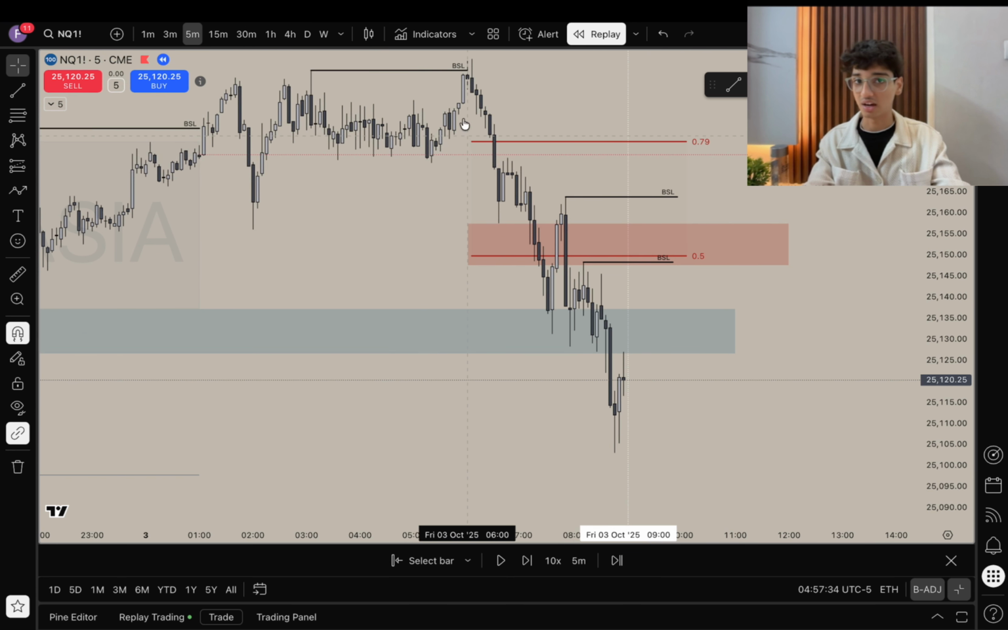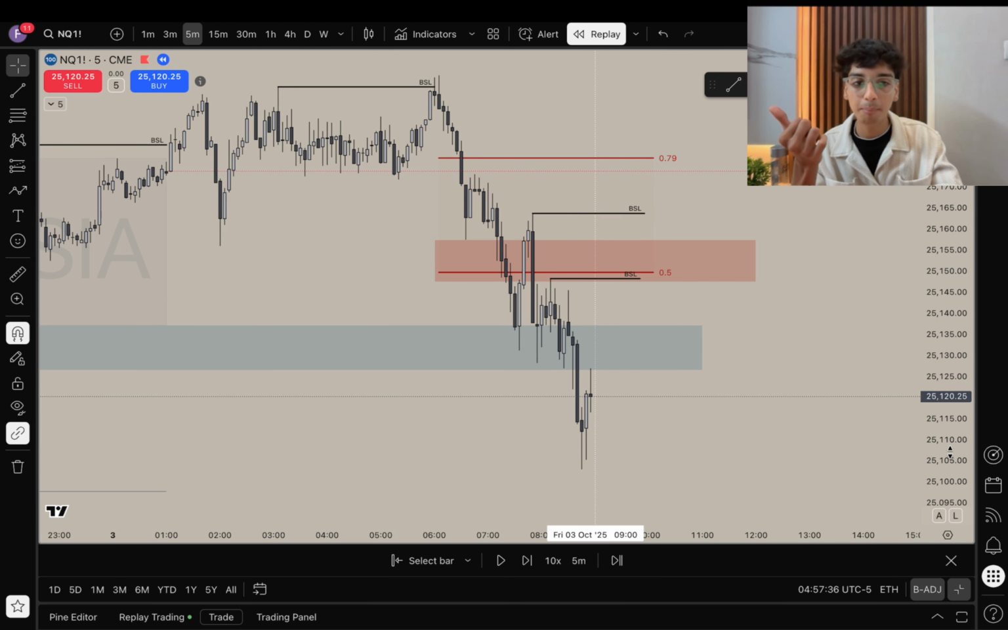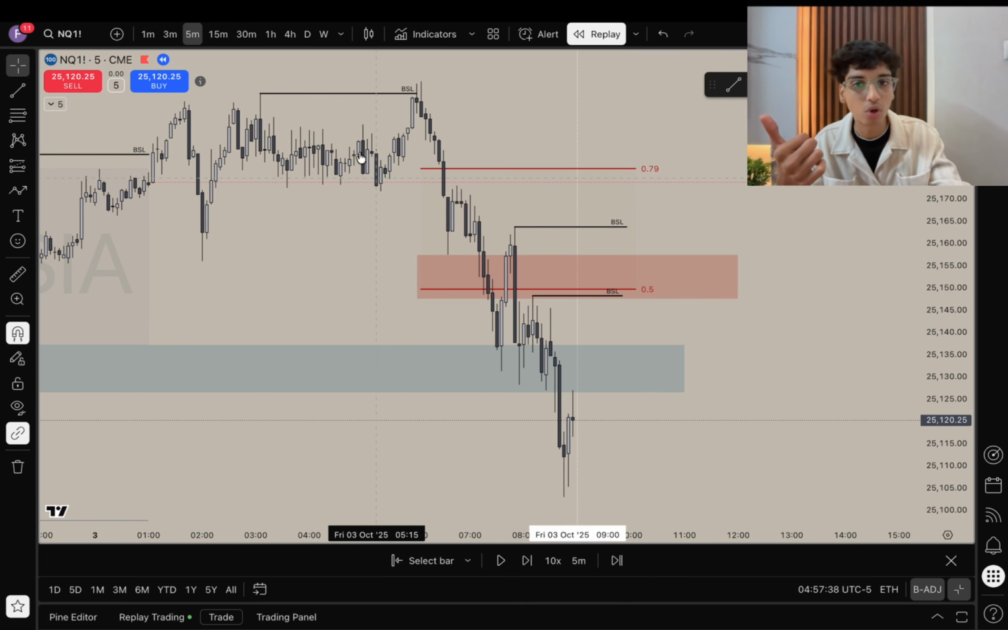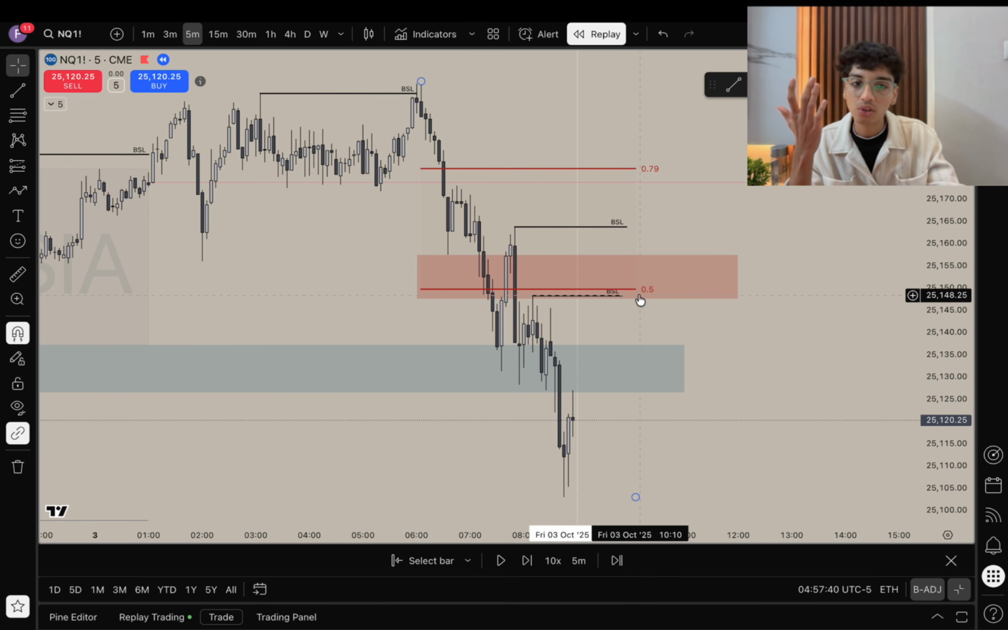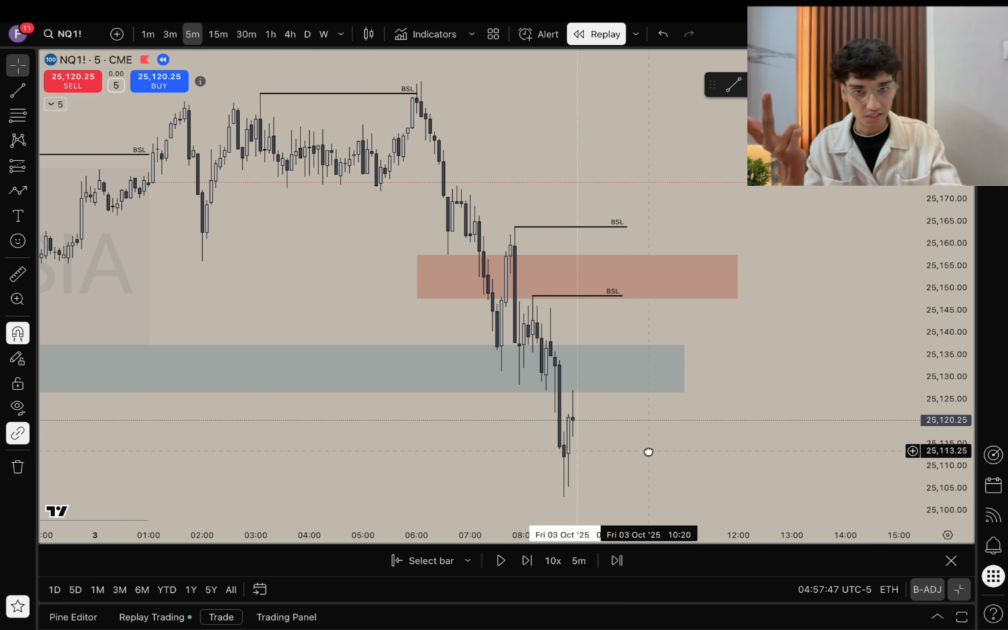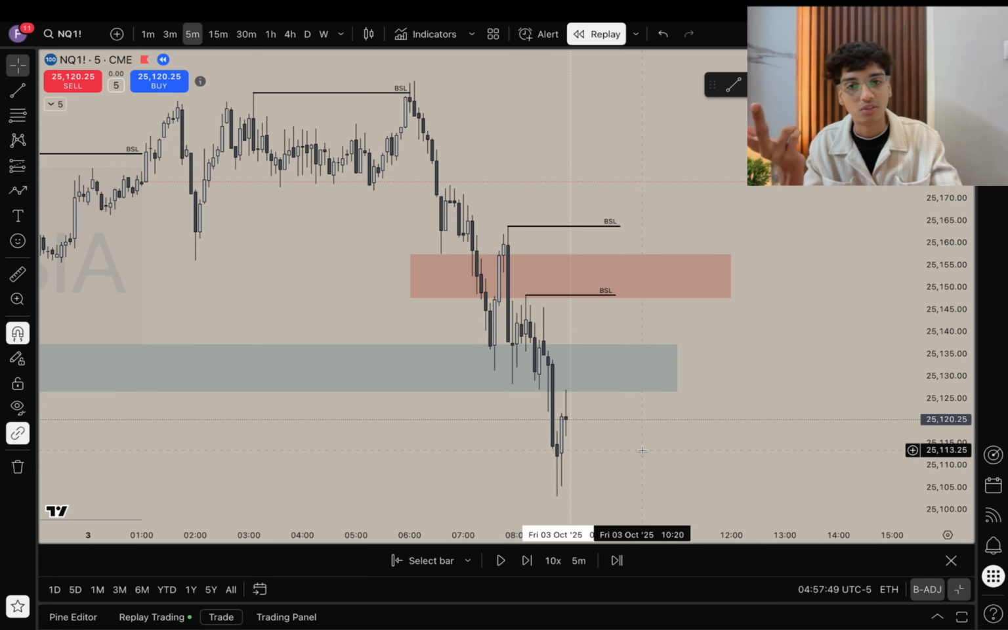How do I create my bias? On the higher time frame we actually flipped bearish. On the lower time frame I still want price to do the same: rebalance back to inefficiency, rebalance back to equilibrium, hunt liquidity, and then we're going to target the generated sell side liquidity.